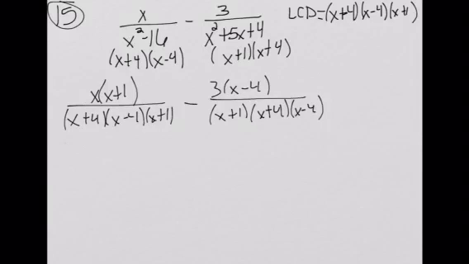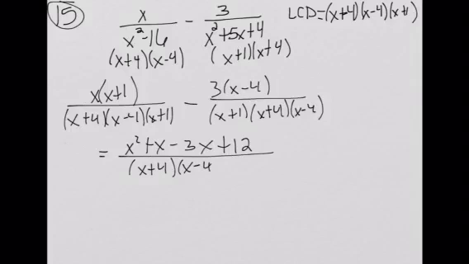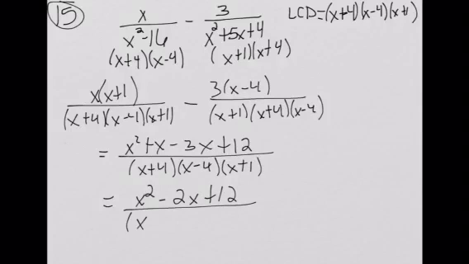So the top over here becomes x squared plus x minus 3x. Let me fix that. So minus 3x plus 12 over the common denominator of x plus 4, x minus 4, and x plus 1. And now if I combine my like terms on the top, I get x squared minus 2x plus 12 over my common denominator of x plus 4, x minus 4, and x plus 1. Alright, and so we really can't factor and simplify it any further, and so that would be our final answer for number 15.